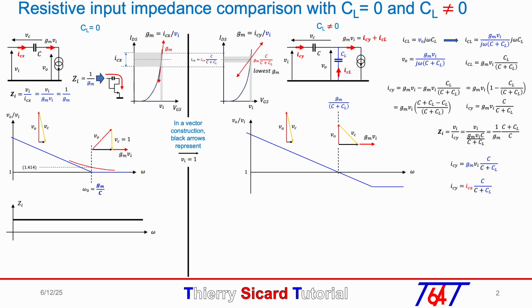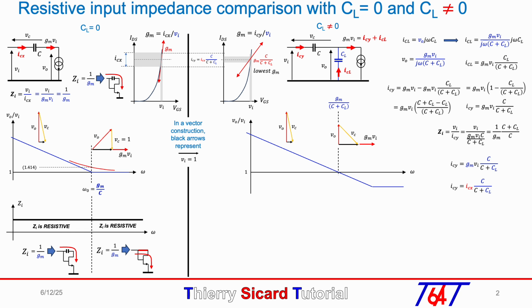In this case, with CL equals 0, the impedance is always resistive and equal to 1 over Gm. When the slope is -1, all the Gm times Vi current flows in the capacitor and the input, so the impedance is 1 over Gm. When the angular frequency is higher than omega 0, we can assume that the capacitor C is replaced by a real short, shown by the red line.